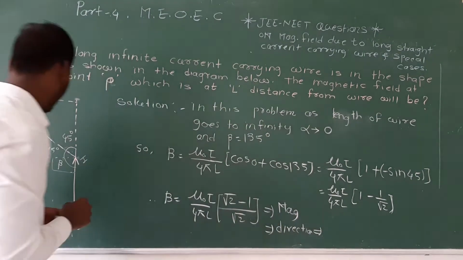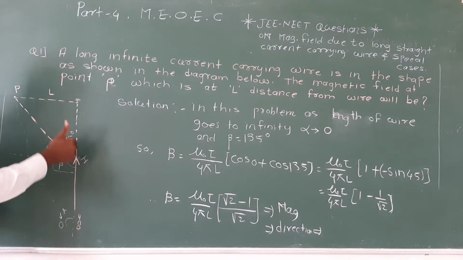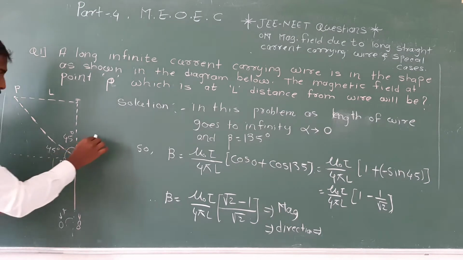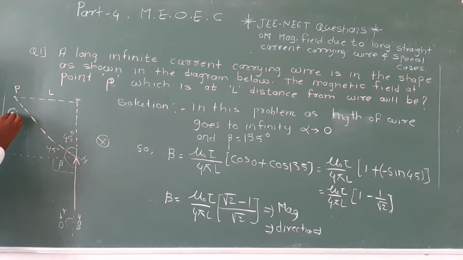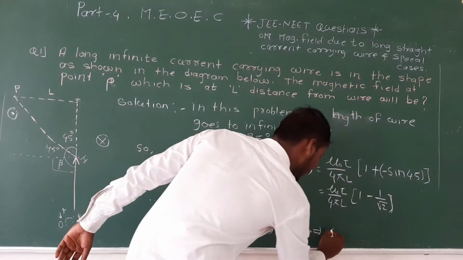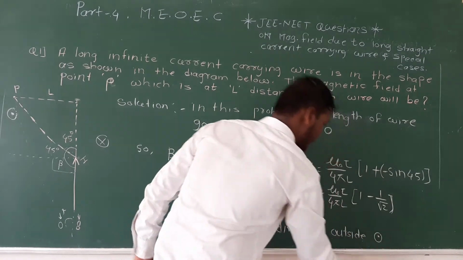So see carefully, current is going in upward direction. So current is going upward, that means for this plane fingers are going inside, yes, but for this plane fingers are coming outside the plane. So direction will be outside the plane, which is given as dot.